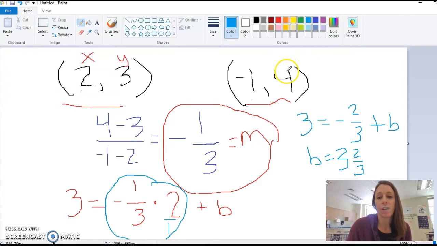And then don't forget we write our final equation, which is going to be y equals m, which we found was -1/3, times x, and then plus b, so plus 3 2/3. And there's our final equation. So that's what you guys are going to practice today.